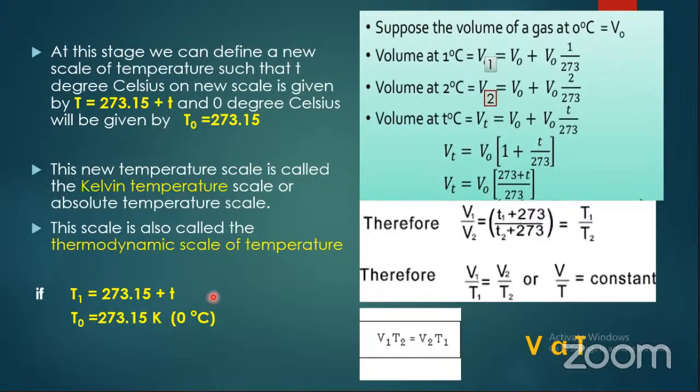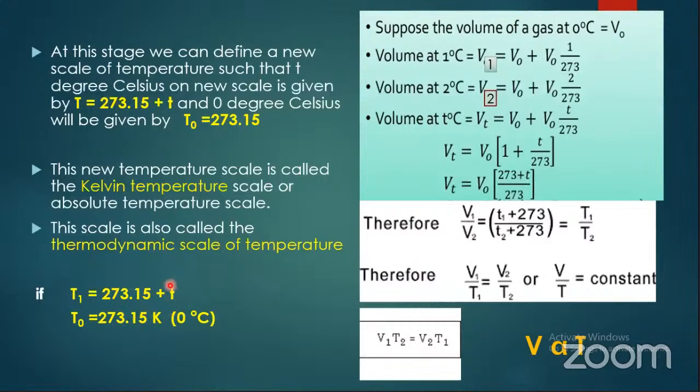How will you convert? Temperature in Kelvin is equal to 273.15 plus temperature in centigrade. So T naught is equal to 273.15. 0 degree centigrade is equal to 273.15 Kelvin. That is considered as T naught. T1 is equal to 273.15 plus T. In the next class I'll give you this conversion. Now just understand this.